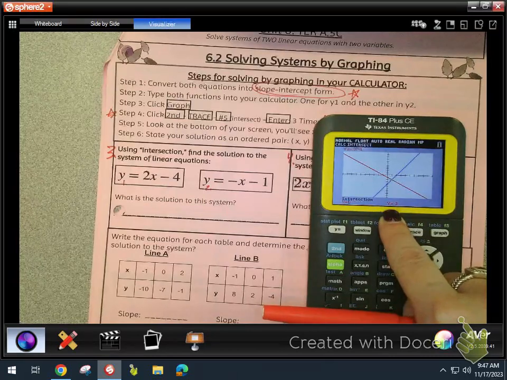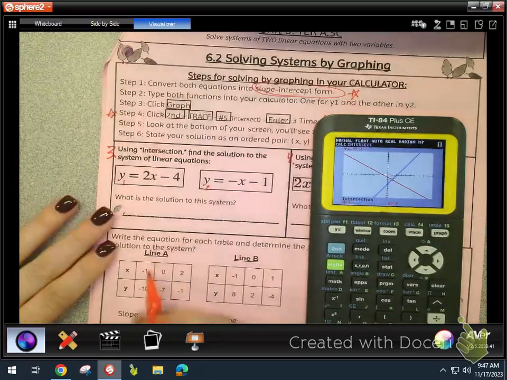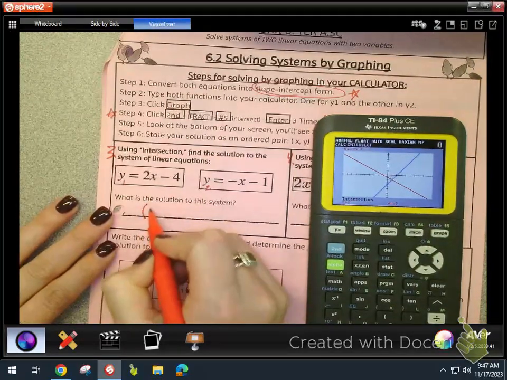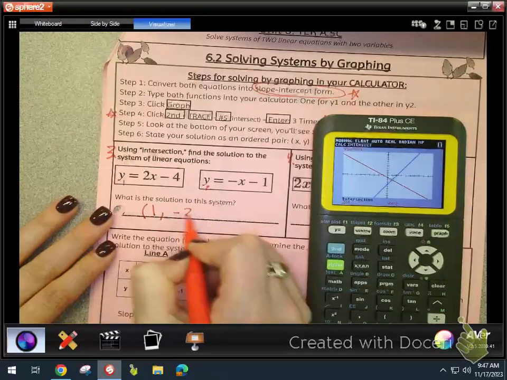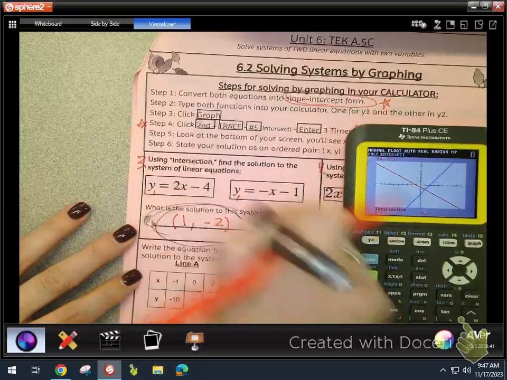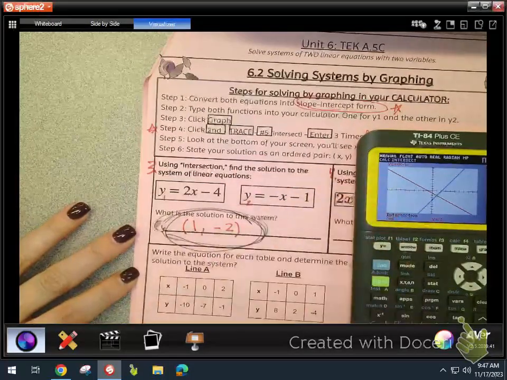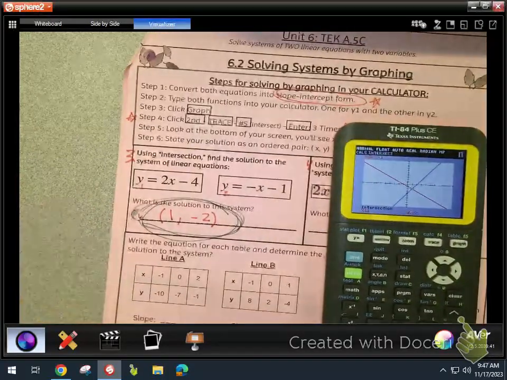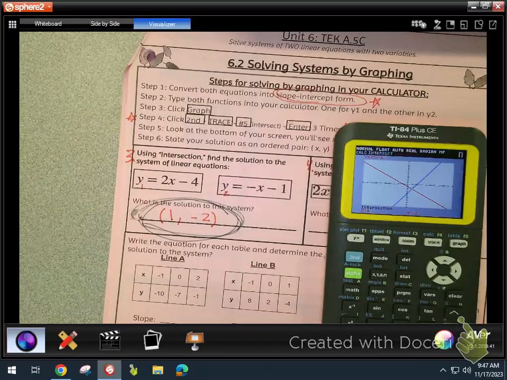And what is the intersection point? 1, -2. 1, comma, -2. And that is your solution. Done. Alright. Your calculator graphed it for you and calculated the intersection point for you.